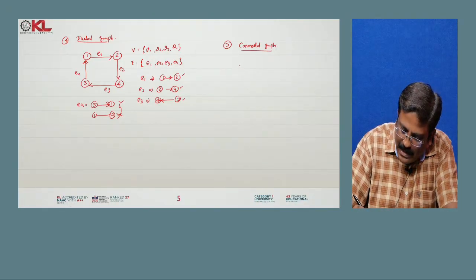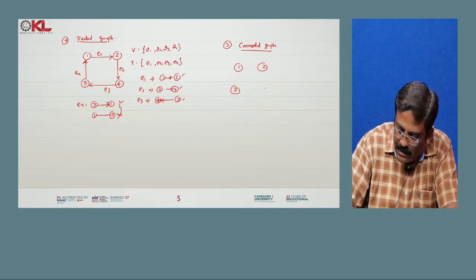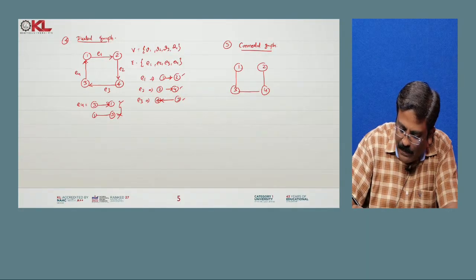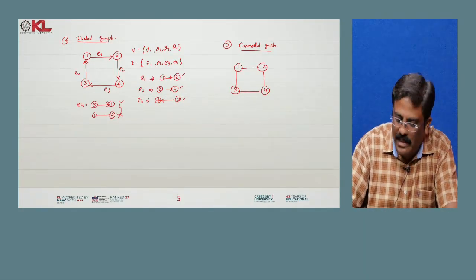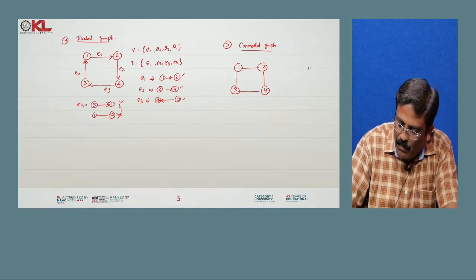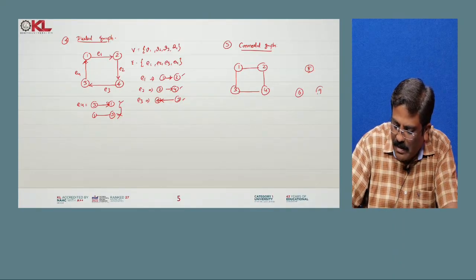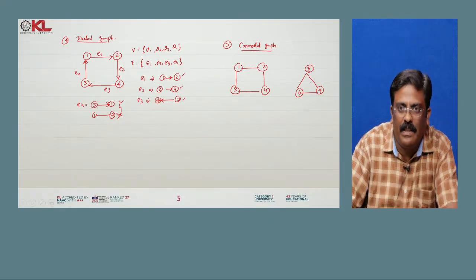Let's assume that here I have the same 1, 2, 3, 4. I am just connecting the edges like this. So it is called an undirected graph, correct? And let's say, for example, I have 5, 6, 7. This is another graph that is going to be available separately.